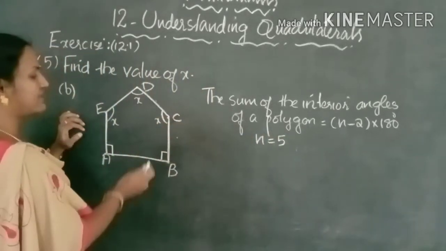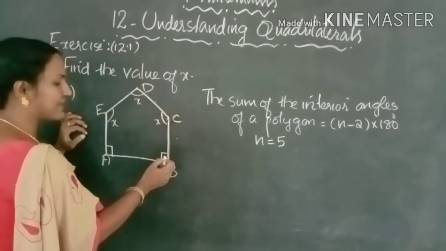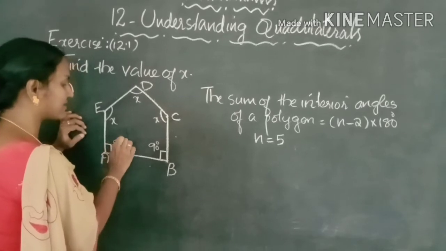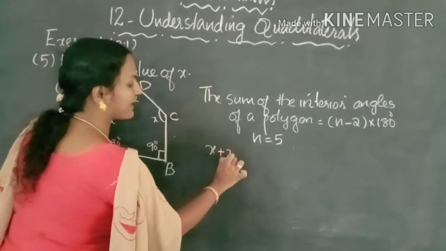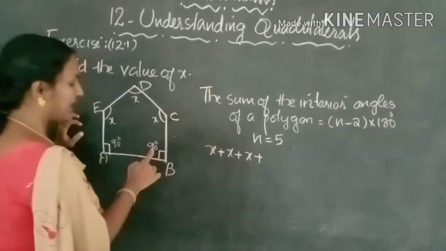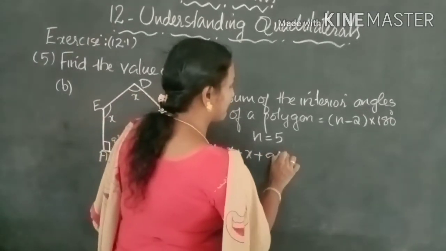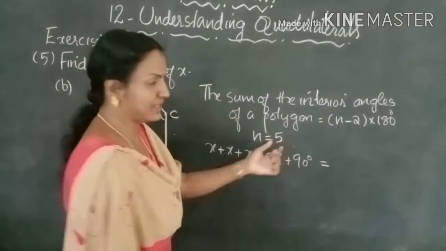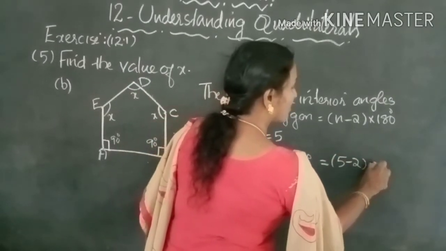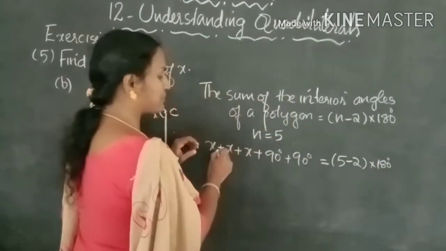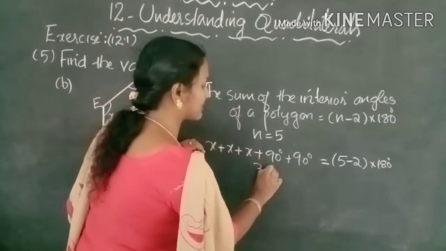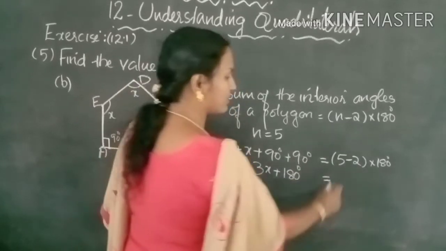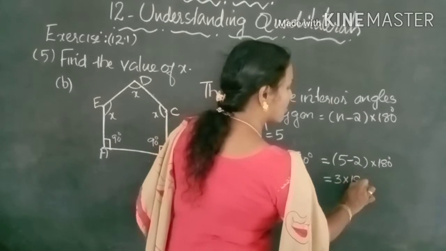So adding all the angles, x plus x, here perpendicular, so 90 degree. This is 90 degree. It's also 90 degree. So adding all the angles, x plus x plus 90 degree plus 90 degree is equal to n minus 2 into 180 degree, n is equal to 5. x plus x, 3x. 3x plus 90 plus 90, 180. 3x plus 180 is equal to 5 minus 2, 3 into 180.